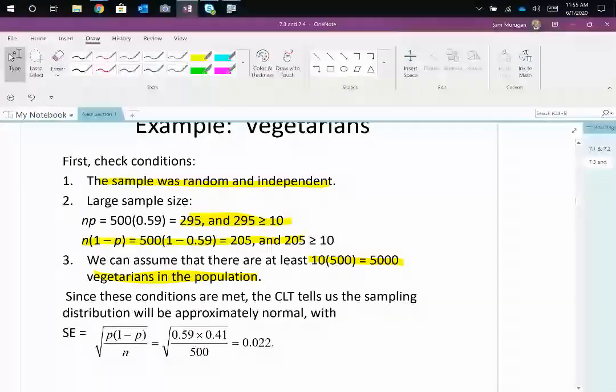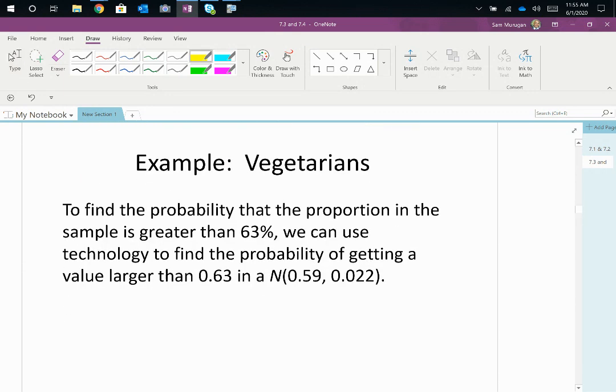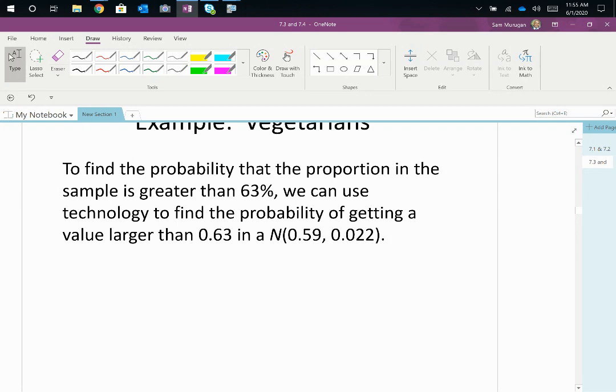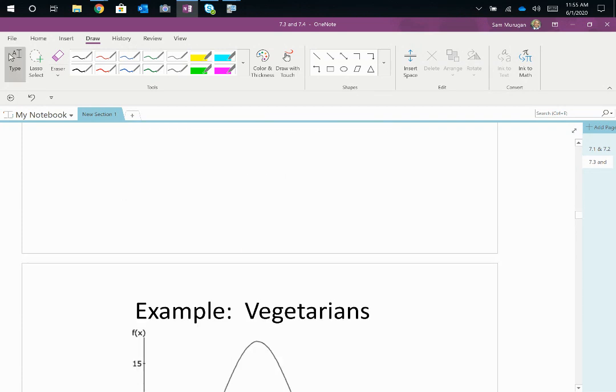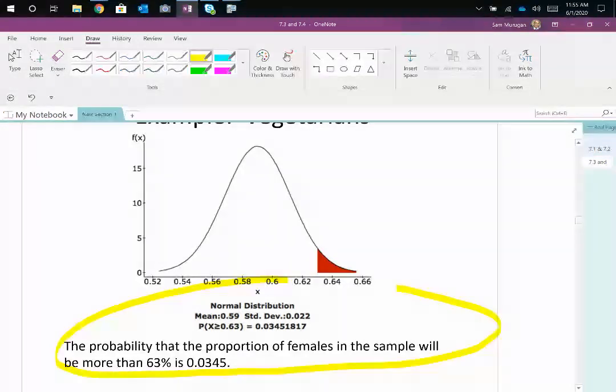From this information, you would calculate the standard error using your formula, and then you would use technology to compute the probability. I'm going to show you how to use that when we do the problem, but the technology would give you the probability distribution greater than 63%.